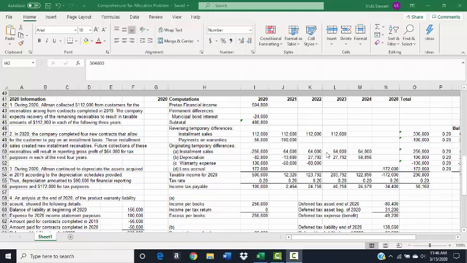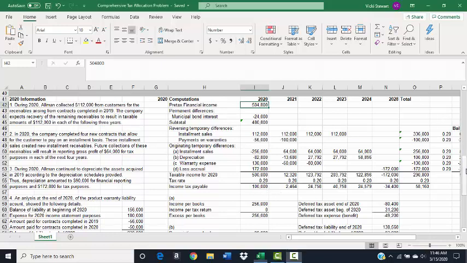This is a demonstration of the second part of the comprehensive tax allocation problem, and this will be for the year 2020. For this year, we have the same type of schedule that we had for 2019, where we're going to start with pre-tax financial income and make the adjustments to determine taxable income times the tax rate, and that will give us income tax payable.